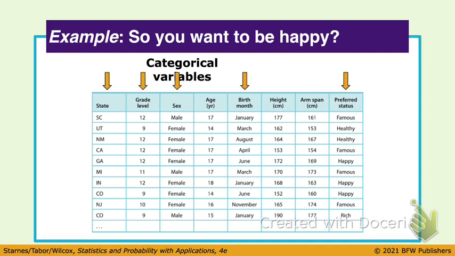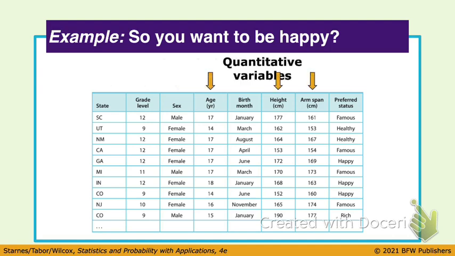All right, obviously the leftover ones are the quantitative ones: age, height, and arm span. We have collected that data. We have measured how old you are in years, how tall you are, and your arm span. Everybody feel okay about this? All right. Perfect.